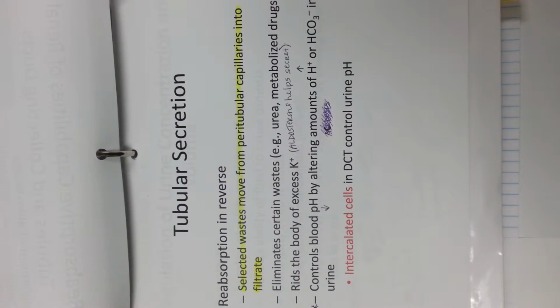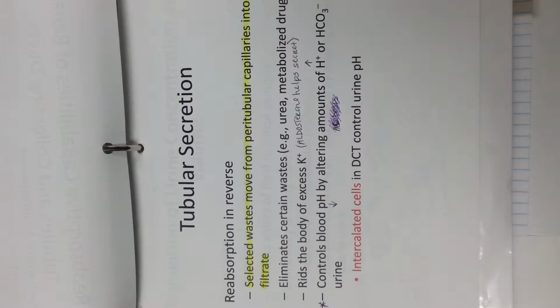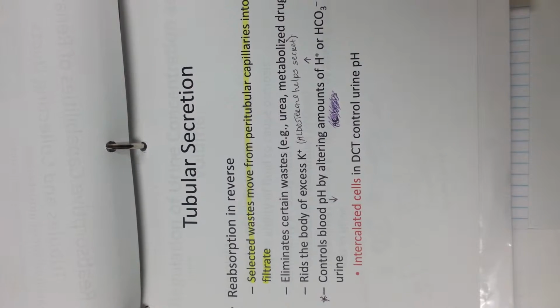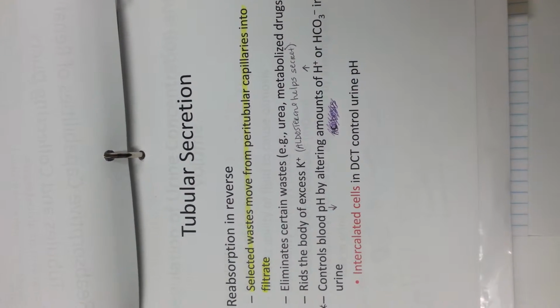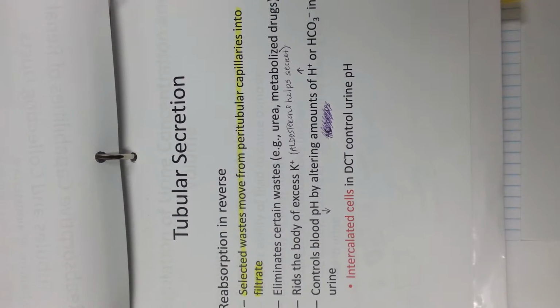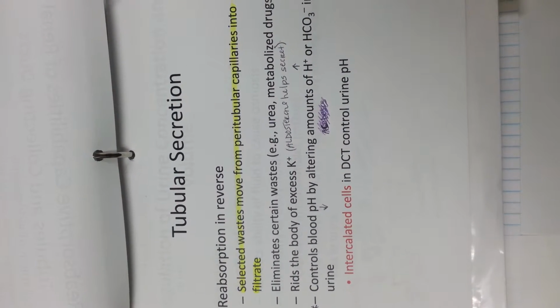It also rids the body of excess potassium. Aldosterone helps secrete potassium, as stated before. And the main function is that it controls blood pH by altering amounts of hydrogen or bicarbonate in the urine. Intercalated cells in the DCT control urine pH.